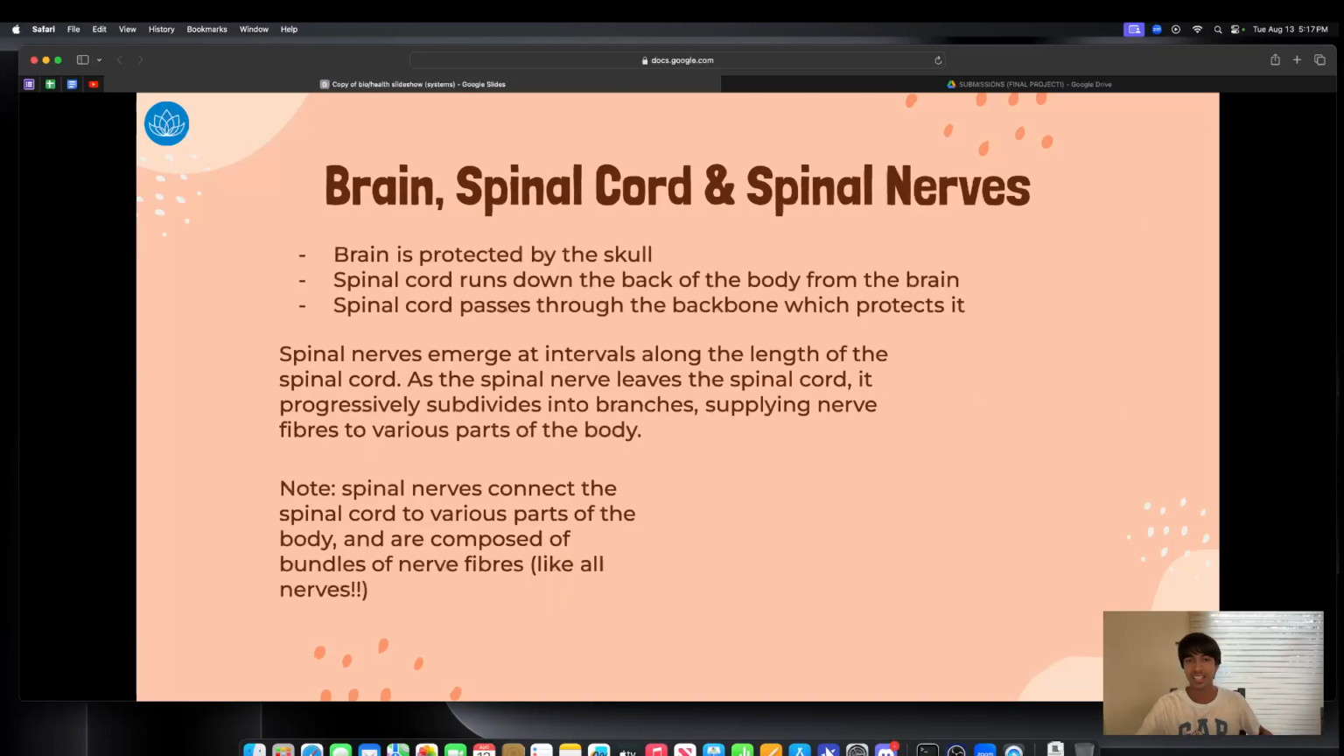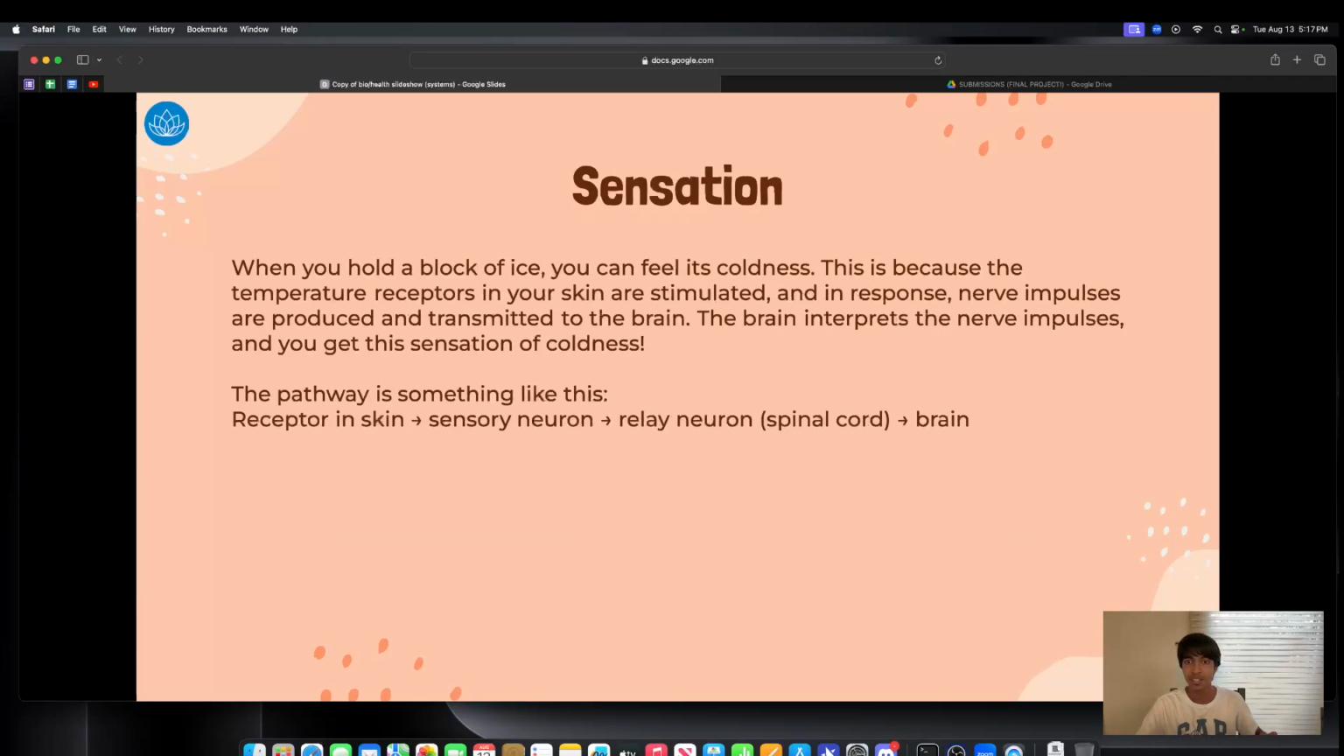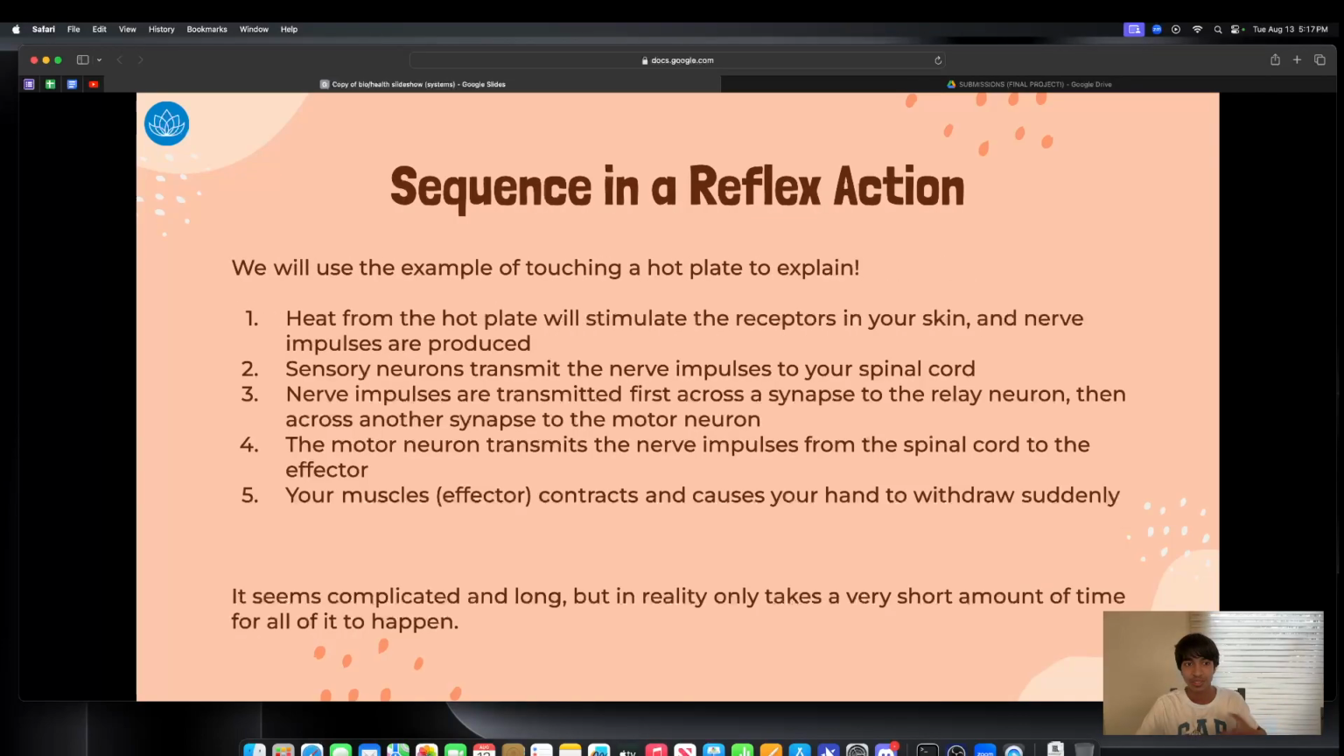And remember, what is a synapse, guys? Synapse is the space that neurons use to connect with each other, right? With chemicals released by the neurons. So basically, chemicals are releasing to transmit information through the impulses through the synapse. Through the synapse, through the relay neurons. And then another synapse, again, translating information over long distances to the motor neuron. And then the motor neuron transmits the nerve impulses again from the spinal cord to the effector. And then your muscles contract and cause your hand to withdraw suddenly.